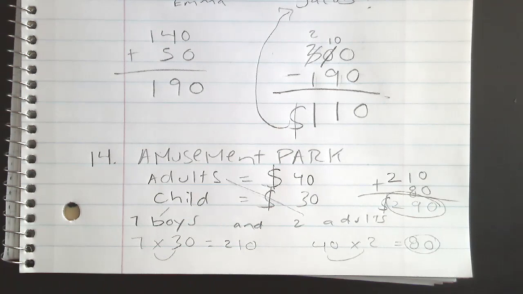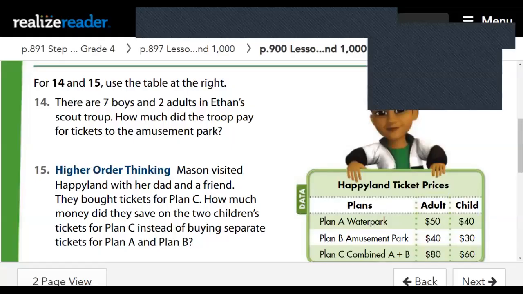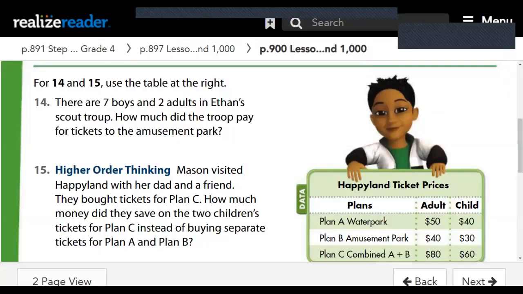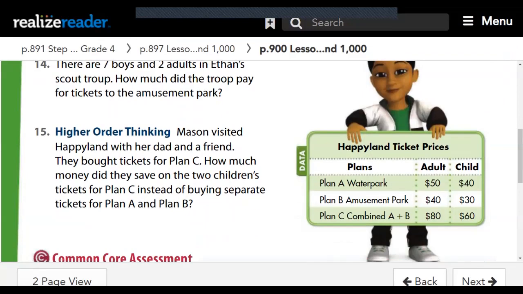All right, moving to number 15, that higher order thinking. Remember we're using the table at the right for this question as well. Higher order thinking question number 15, it says, Mason visited Happy Land with her dad and a friend. They bought tickets for plan C. How much money did they save on the two children's tickets for plan C instead of buying separate tickets for plan A and plan B?